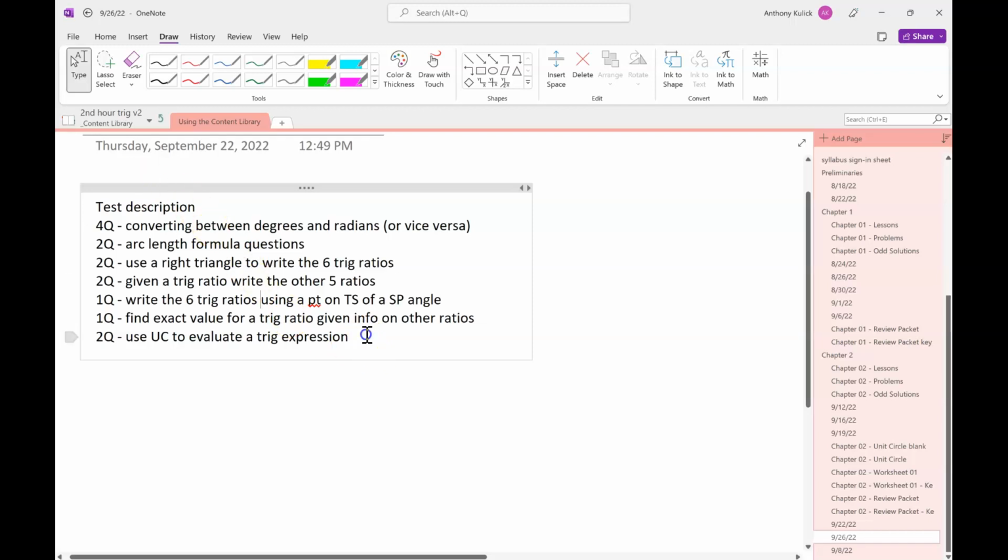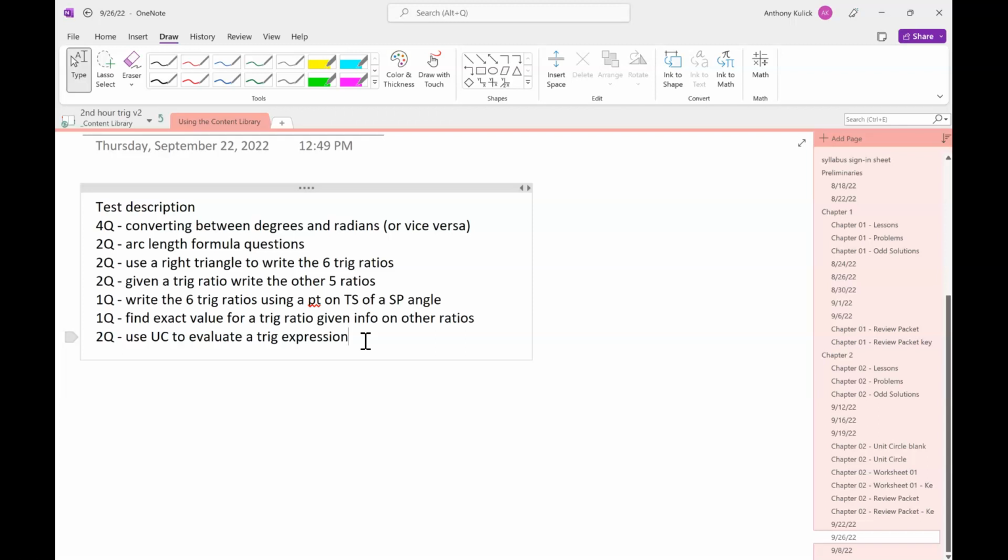And then 1 question where I ask you to find the exact value for a trig ratio given info on some of the other ratios. So that's like question 59 and 60 from the homework, I think. And then 2 questions where I ask you to use the unit circle to evaluate a trig expression. Simple stuff. I like it. It's pretty narrow.